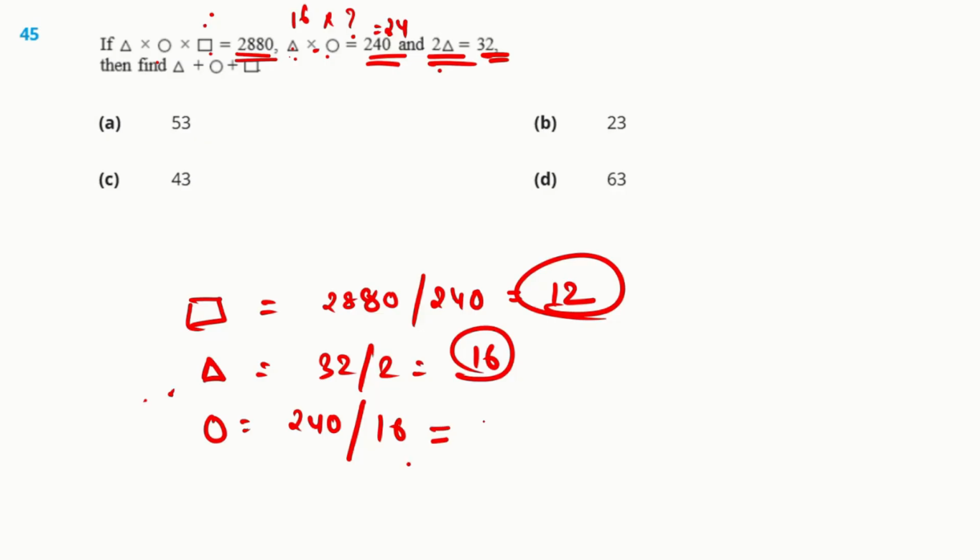If we divide 240 by 16, that gives us 15. So circle is 15. We have value for all the symbols. We have to find the sum of all of these. So 16 plus 15 is 31. 31 plus 12, that's 43. So option C is the answer.